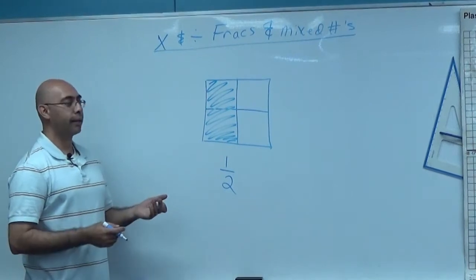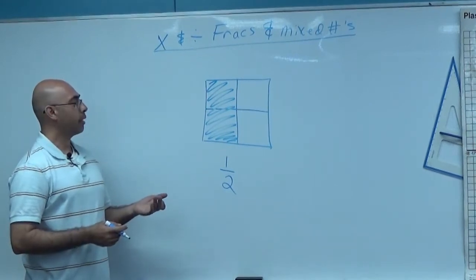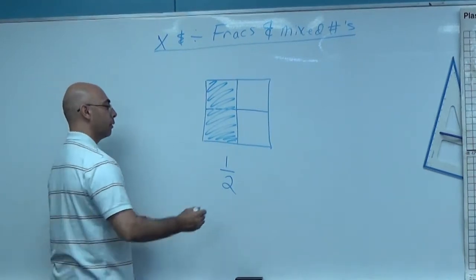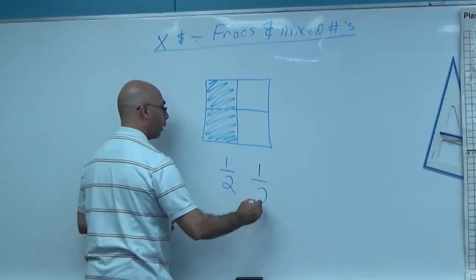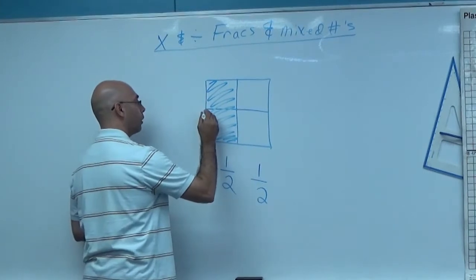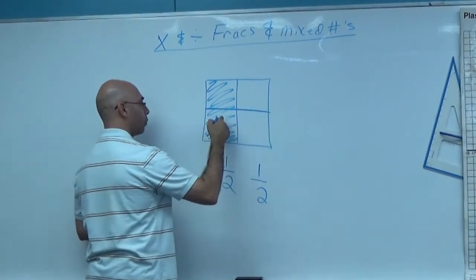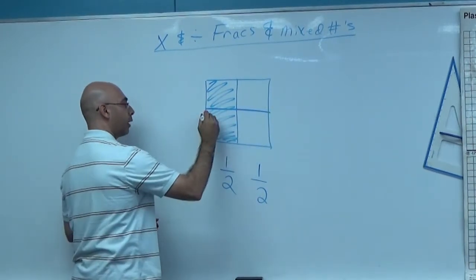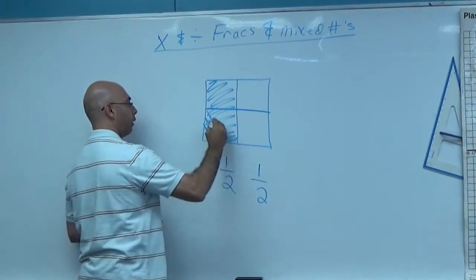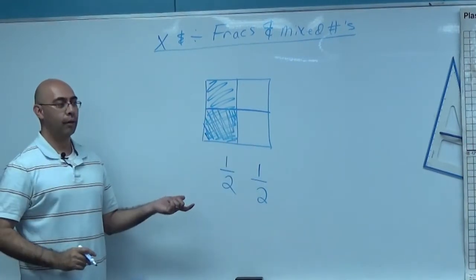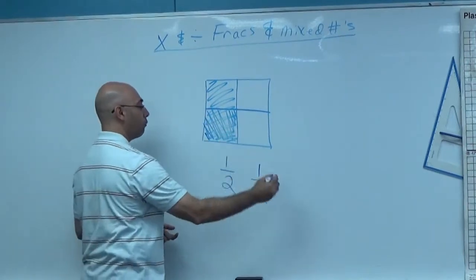Now, what if I get half of the half? So I'm going to cut it in half again. Here's the half. I'm going to cut that in half right here. How much of the square do I have now? I now have 1/4 of it.